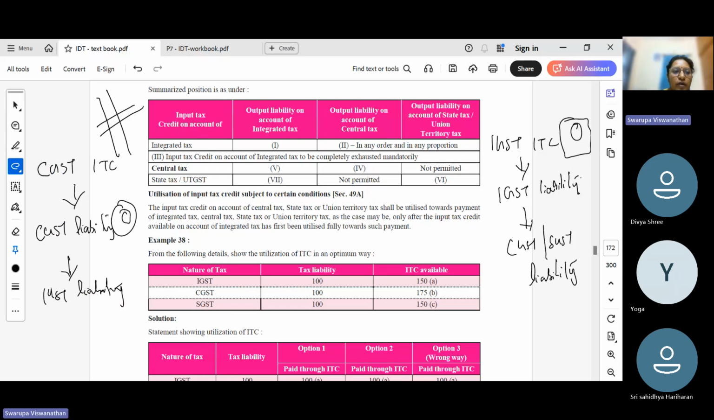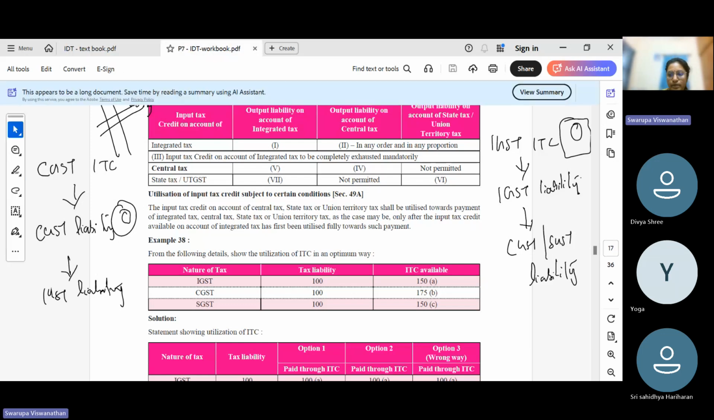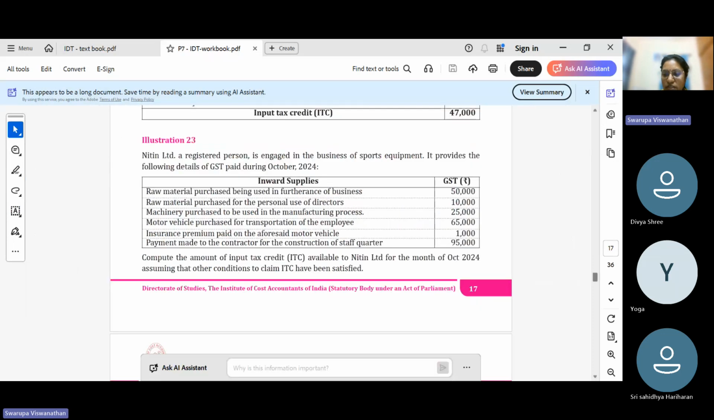CGST and SGST cannot be adjusted. CGST ITC cannot be adjusted against SGST liability and vice versa. Why CGST and SGST, they don't go together? Because one is state tax, one is central tax. Central tax liability cannot be paid using state ITC. They are two different entities. So cross matching is not allowed. Okay. So we will now discuss a few sums.